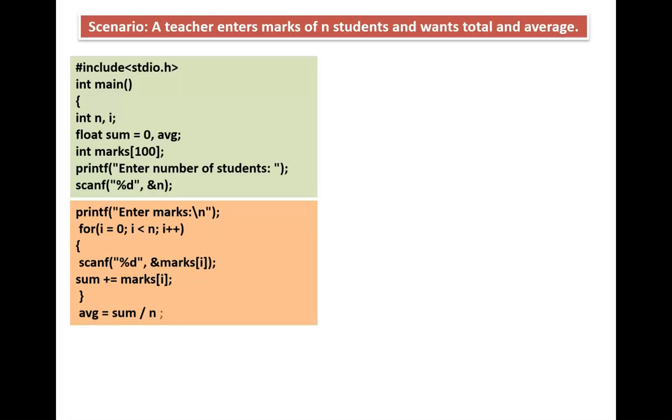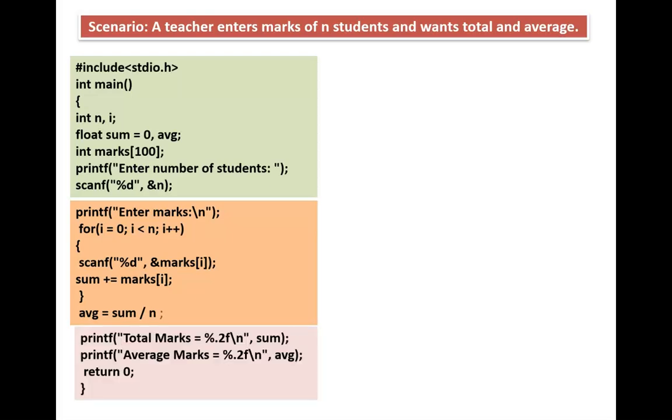Once the for loop is done, I calculate the average as sum divided by n, and then I print total marks as sum and average marks as average, return 0, followed by the closing of main. Let us see the complete trace of this program.